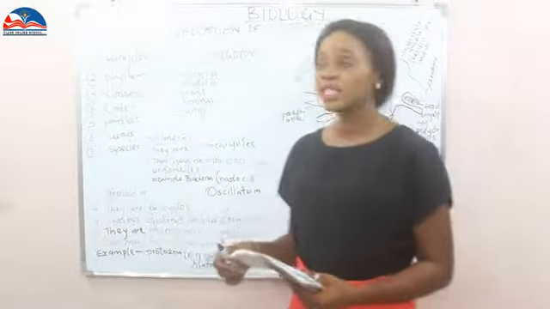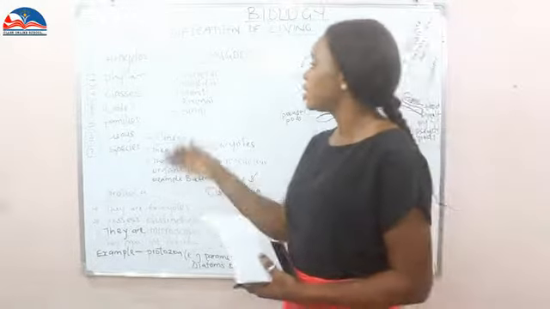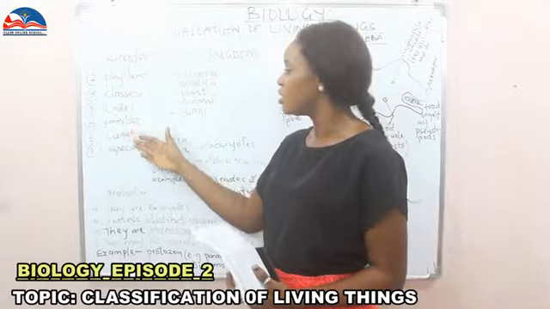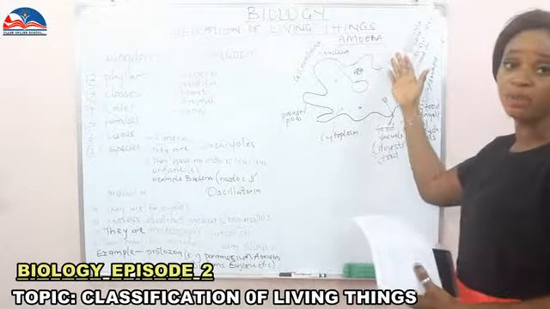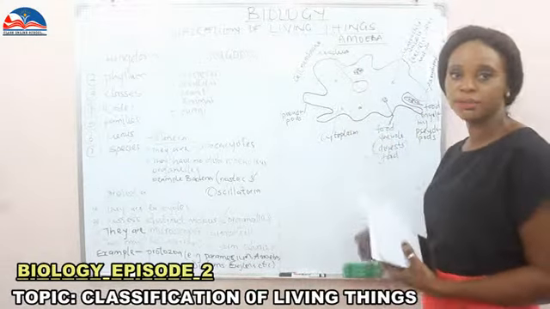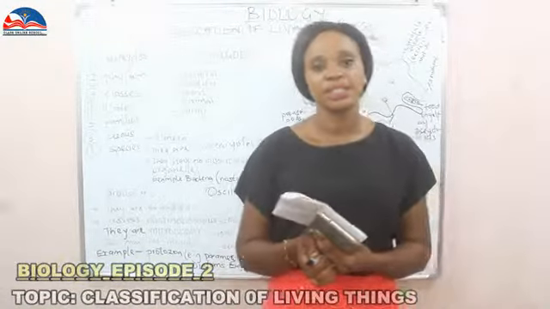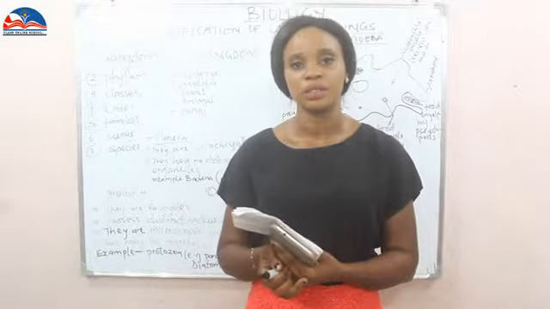Having discussed the classification of living things, we talked about the kingdom, phylum, classes, order, family, genus, species. And we were able to draw a diagram of the amoeba, and we talked about their functions. In our next class, we're going to be discussing the difference between plant and animal and the organization of life.